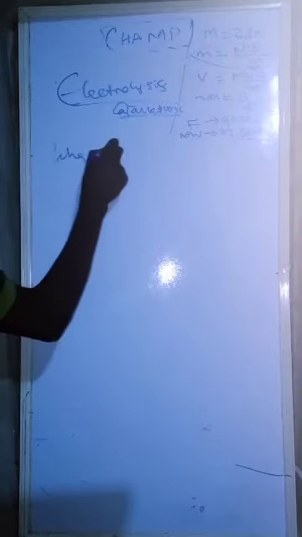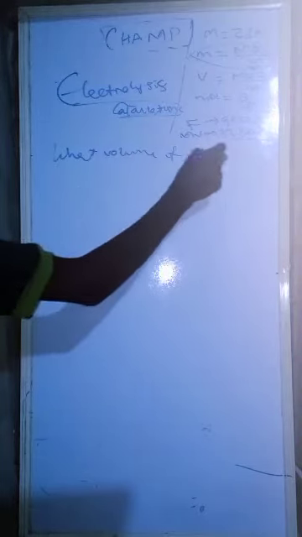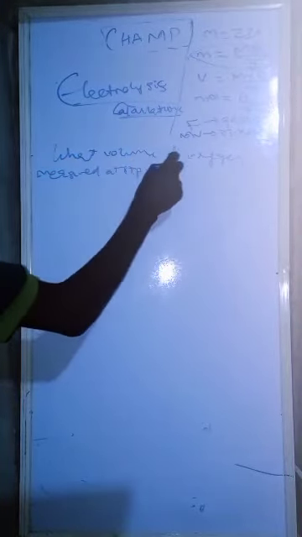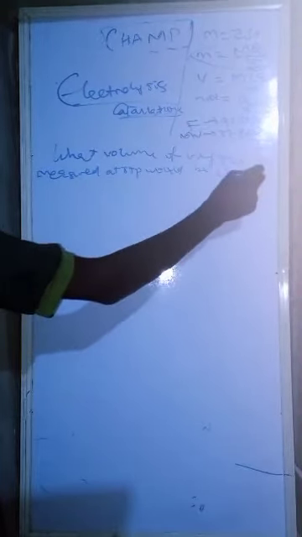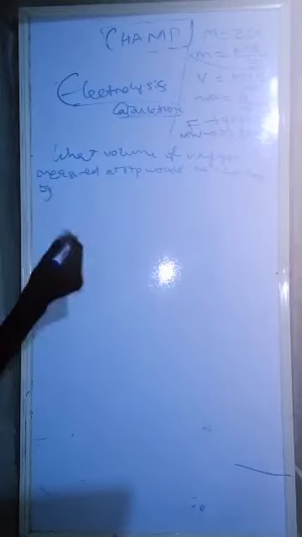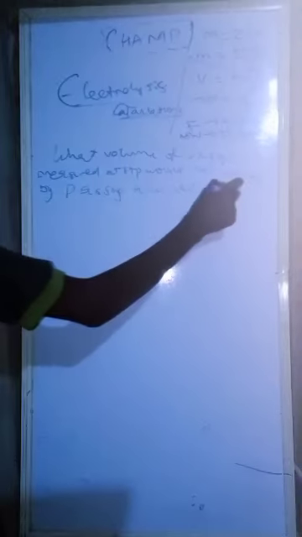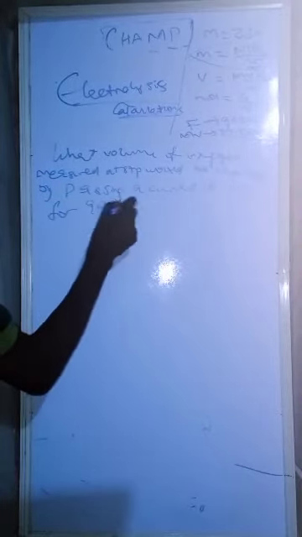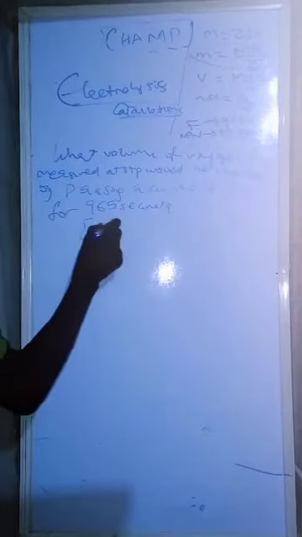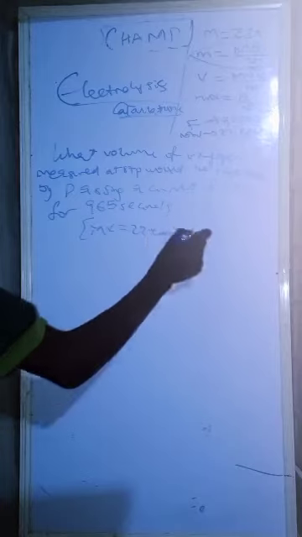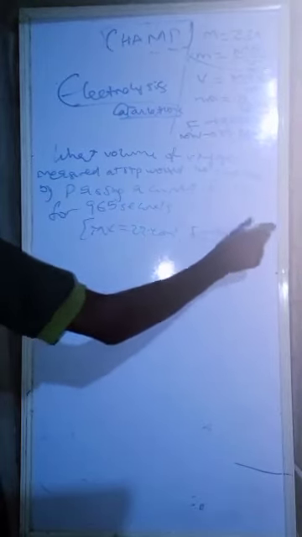What volume of oxygen measured at STP would be liberated? I'm sure you must be writing your parameters and choosing the formula to use. By passing a current of 10 ampere through acidified water for 965 seconds. They gave you the molar volume of the gas to be 22.4 dm³. They gave you F to be 96,500 coulombs. So yes, can you just try that out?